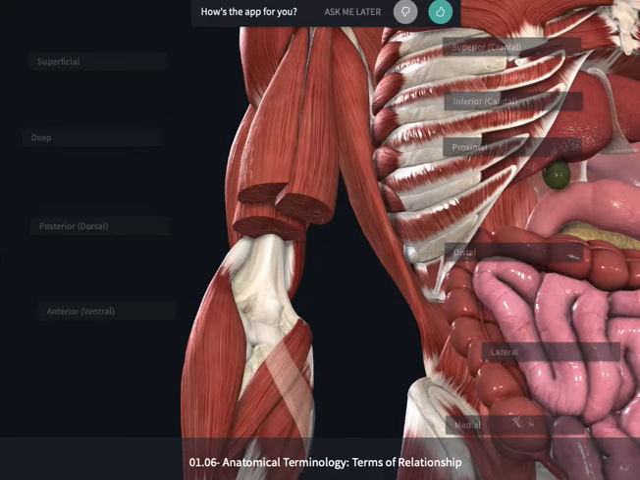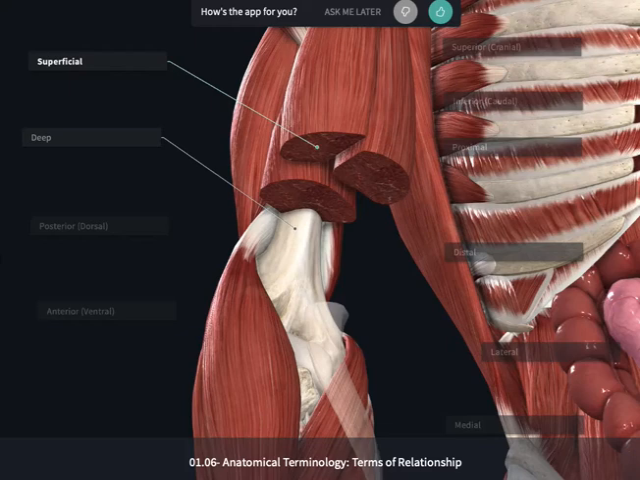For example, if we were to look at the terms superficial versus deep, we would describe structures that are located closer towards the skin or the surface of our body as being superficial, while those that are directed or further away from the skin are going to be termed deep. So we're going to see that we will have some structures that are going to be more deeply located and some that are more superficially located.